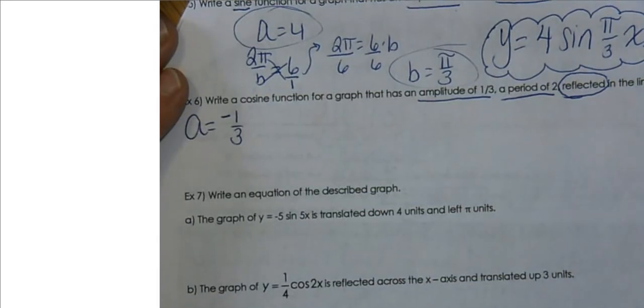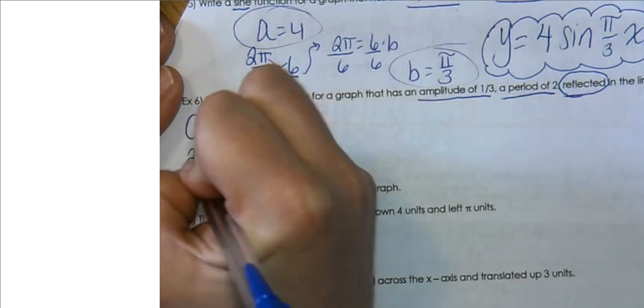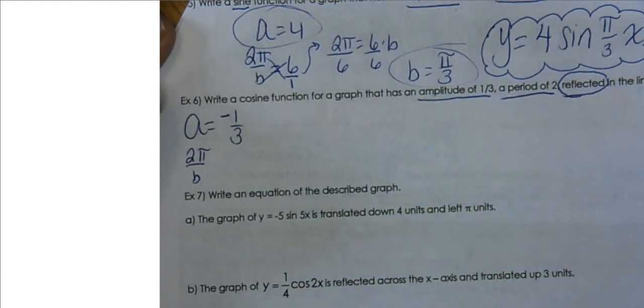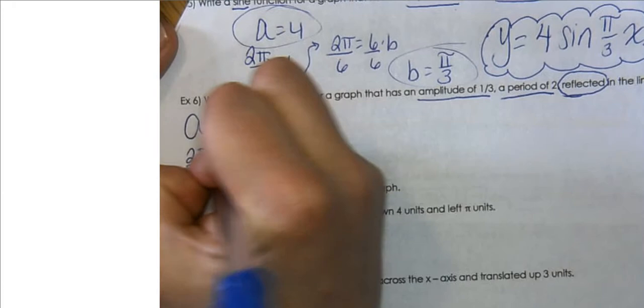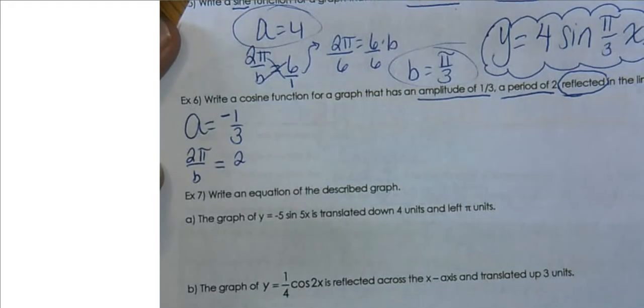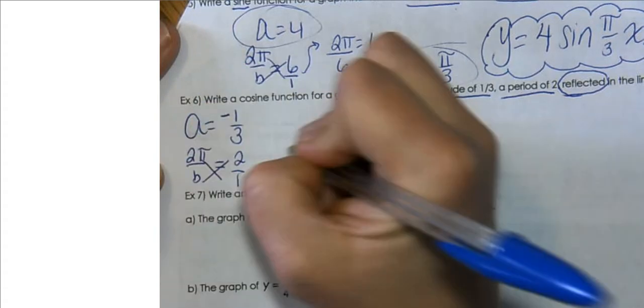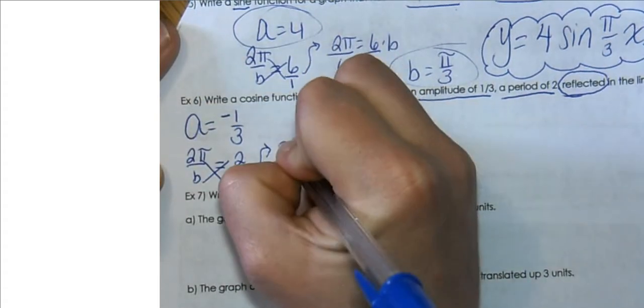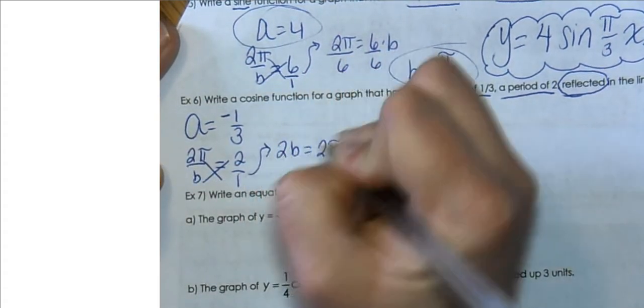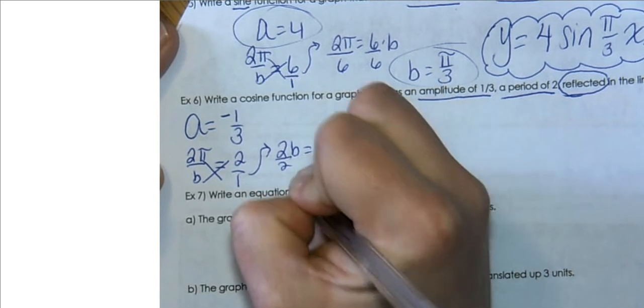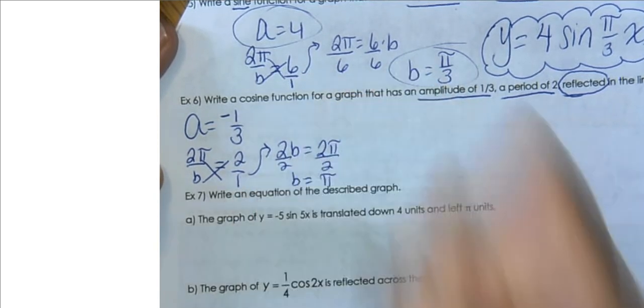Then my period is 2. So remember that that's not your b value. Period is 2 pi divided by b, and that's going to be equal to the number 2. And I'm going to make that 2 over 1, and I'm going to use cross product to help me define what b is. So that's 2b is equal to 2 pi, and I'll divide both sides by 2 to find that b is equal to pi.